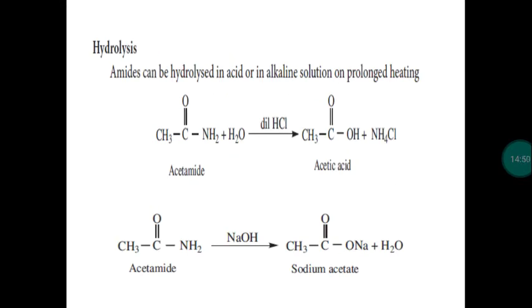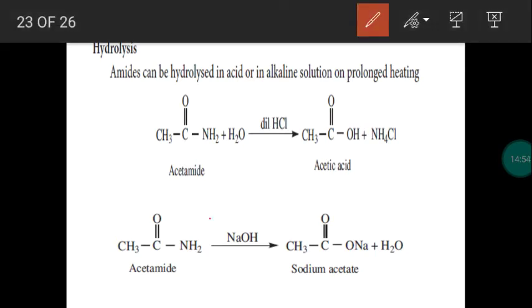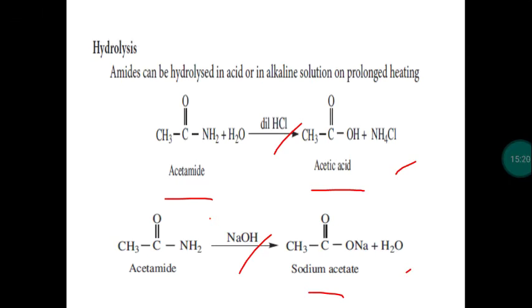Next one, hydrolysis in the presence of acid as well as alkali. So acetamide can be hydrolyzed in the presence of hydrochloric acid as well as sodium hydroxide. So if the medium is different, we get different products. During this hydrolysis, in the presence of acid, we get carboxylic acid and ammonium chloride. If the medium is different, alkaline medium, we get the salt sodium acetate with the liberation of ammonia. So this is the hydrolysis process.